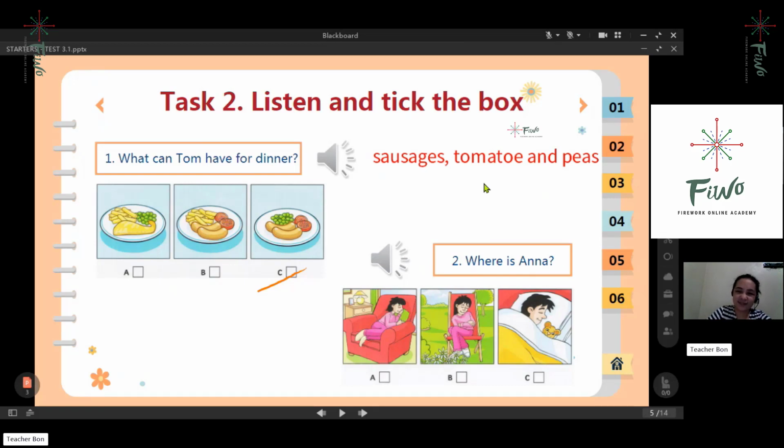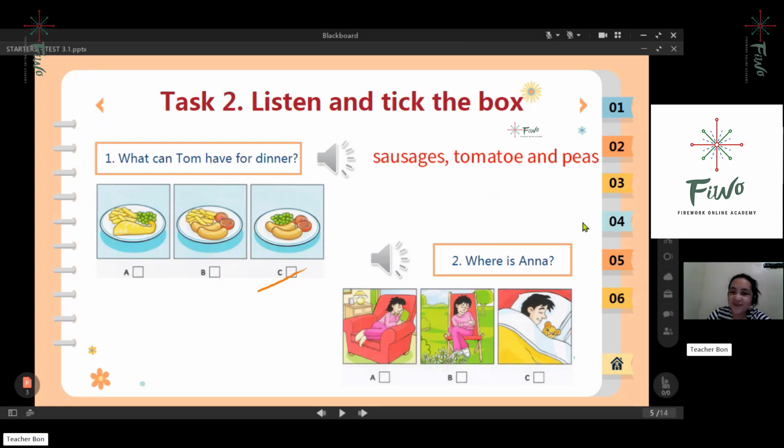Two. Where's Anna? Where's Anna, Dad? Is she in the garden? No, she isn't. She's sleeping. Shh. In her bedroom? No, in the living room, in the armchair.